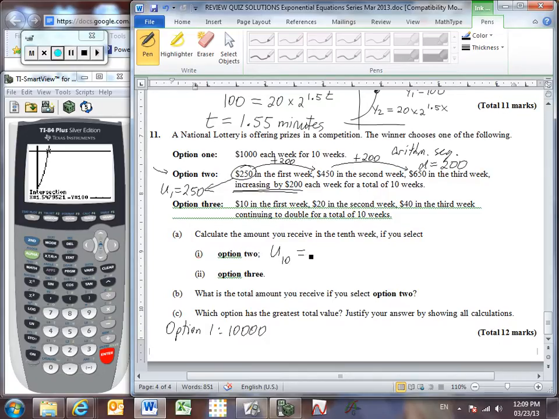The amount that we would receive in the 10th week would be equal to our initial term, 250, that's our u1, plus, and we've been incrementing by $200 every single week. So in the second week, we had increased by only one $200. In the third week, we had now increased by two $200s. And so this increase is always one smaller than the week number, maybe I should have written it as 10 minus 1, because it's an arithmetic sequence, there's your n minus 1 times your common difference. Alright, let's just calculate this then.